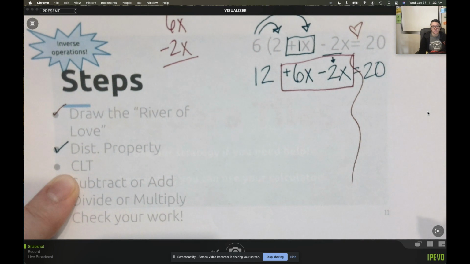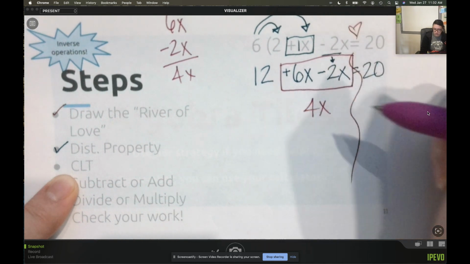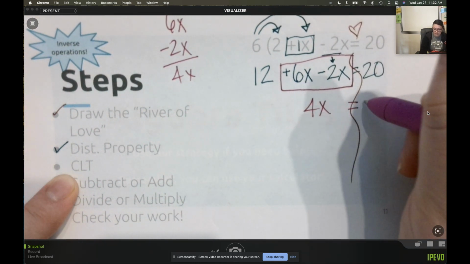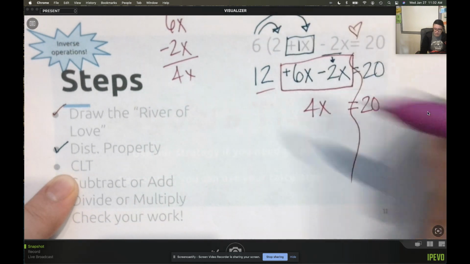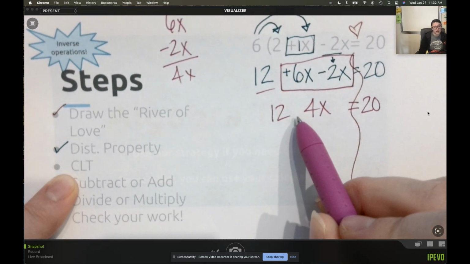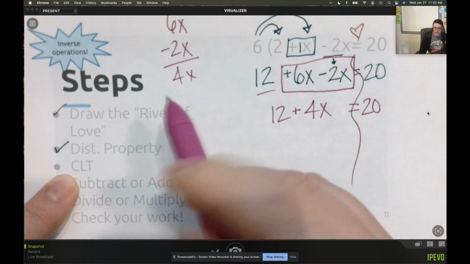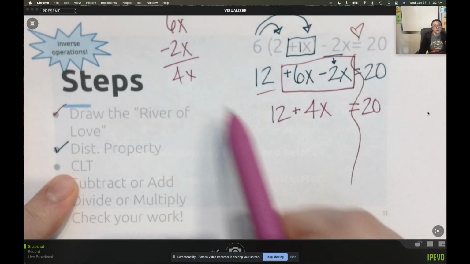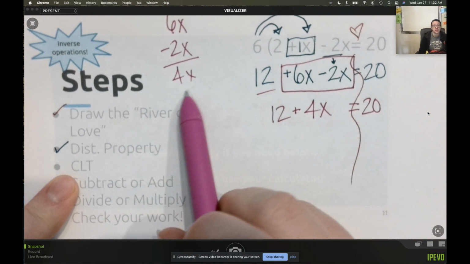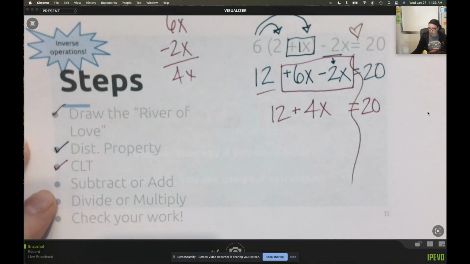What's 6x minus 2x? 4x. Then I need to make sure I'm rewriting this every step of the way. I've got that 20. I've got this 12. But should that be a positive or plus or minus in the middle? It should be a plus because that's a positive 4x. If it was negative, we would subtract, but that's a positive 4x. So we have combined our like terms.